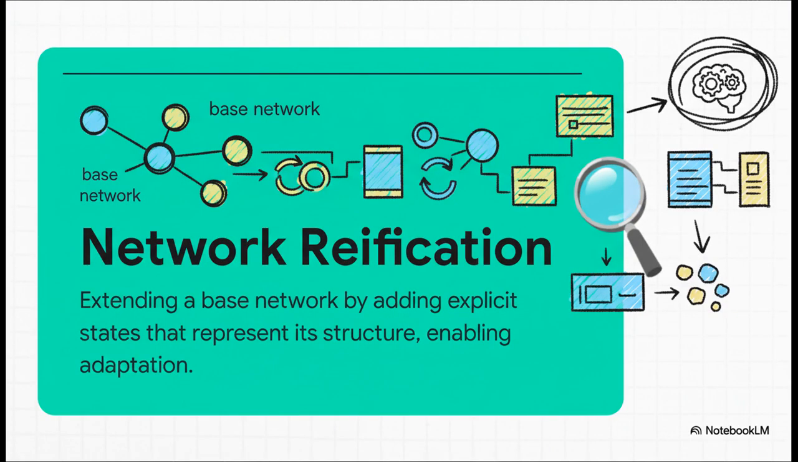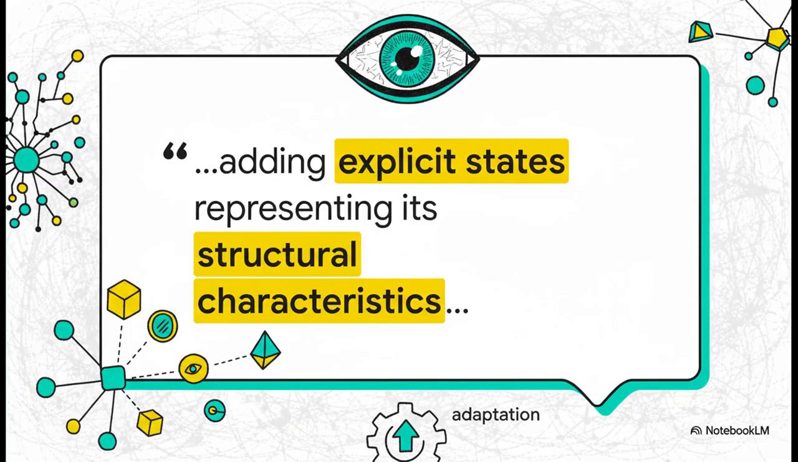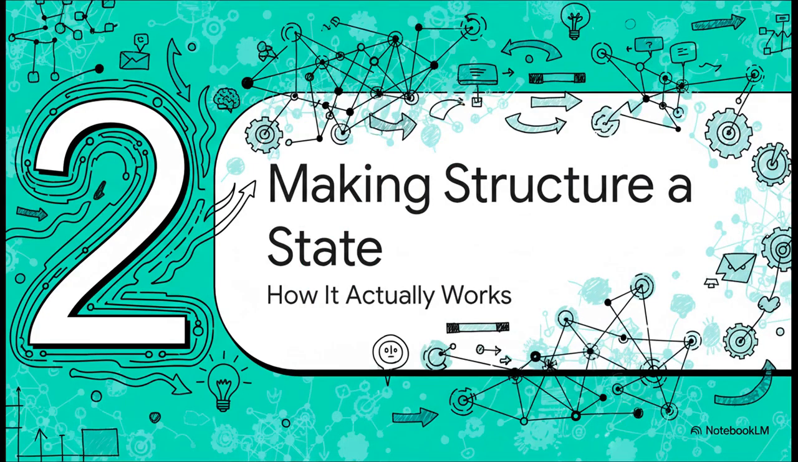All right, here's the more formal definition. Network reification is basically a process. You take a network and you extend it by adding some new parts. But these new parts aren't just random additions, they have a very, very specific job to do. And this is the part that's absolutely crucial. These explicit states, their entire purpose is to represent the network's own structure. You're literally giving the system a mirror so it can look at itself, understand how it's built, and then figure out how to change.